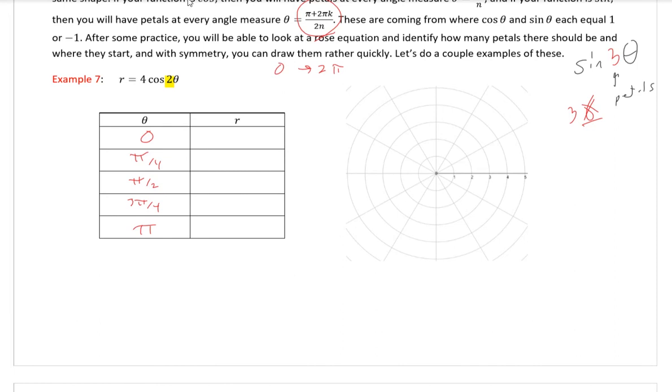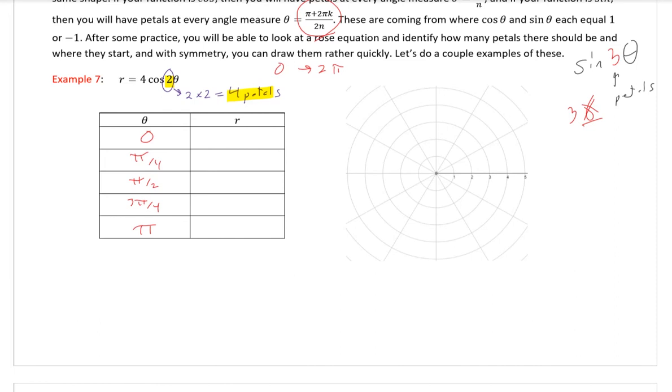Furthermore, looking at that, because this is a 2, and that's an even number, we expect double that. We expect 4 petals in this graph. That's going to be a very important key because that can tell us how much this graph is finished based on these original values. This might not be enough for the entire graph, but we'll see.